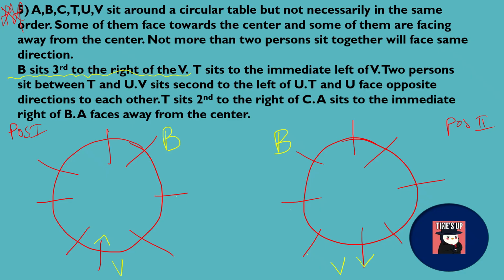Next statement, what they are saying, T sits to the immediate left of V. So T will be here. In the second case, T will be here. Correct? Two persons sit between T and U. So in the first case, U will be here.